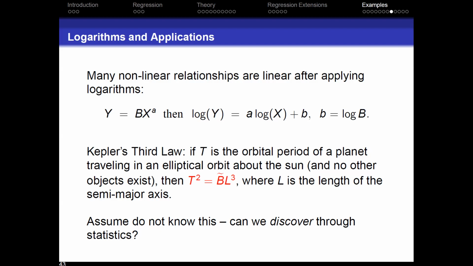Now, how the hell do you discover this empirically? Imagine we didn't know this law. We thought there was some relationship between the period and the semi-major axis. Could we discover this through statistics?